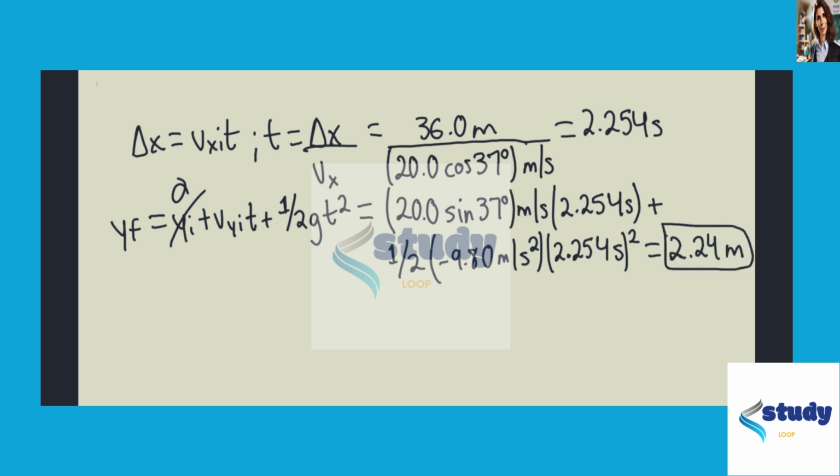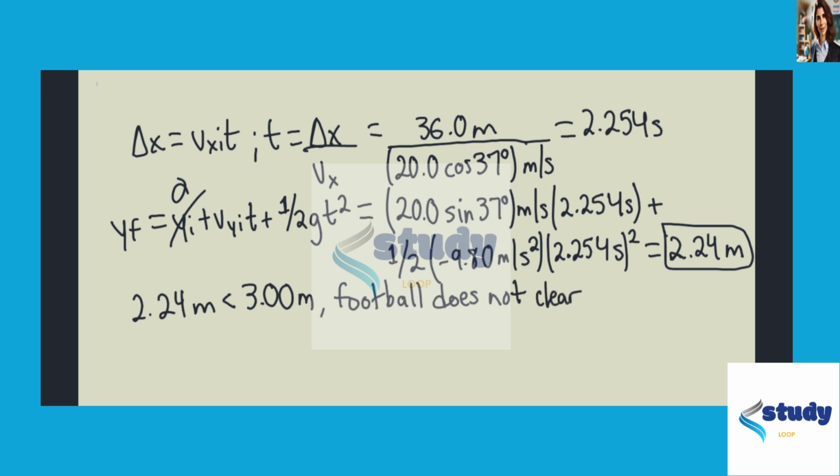The field goal bar is 3 meters high, so 2.24 meters being less than 3 meters high, we can say that the football does not clear the bar. At this point, it is 0.76 meters too low.